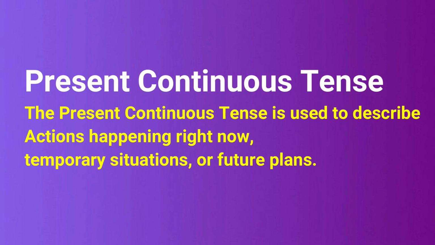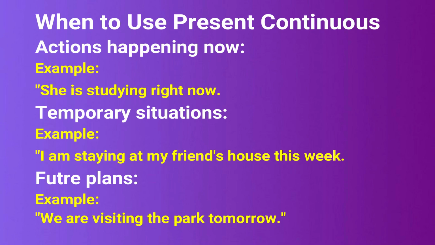Present continuous tense. The present continuous tense is used to describe actions happening right now, temporary situations, or future plans. When to use present continuous. Actions happening now, example: she is studying right now. Temporary situations, example: I am staying at my friend's house this week. Future plans, example: we are visiting the park tomorrow.